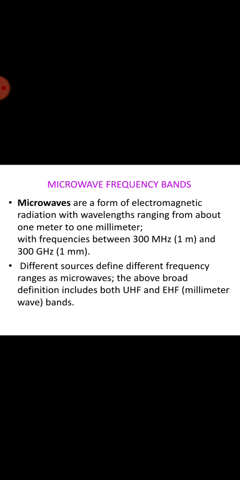Microwaves are a form of electromagnetic radiation with wavelengths ranging from about 1 meter to 1 millimeter, with frequencies between 300 MHz and 300 GHz. Different sources define different frequency ranges as microwaves, and the above broad definition includes both the UHF and the EHF bands. So this diagram shows the spectrum and where the microwave ranges from 300 MHz to 300 GHz.